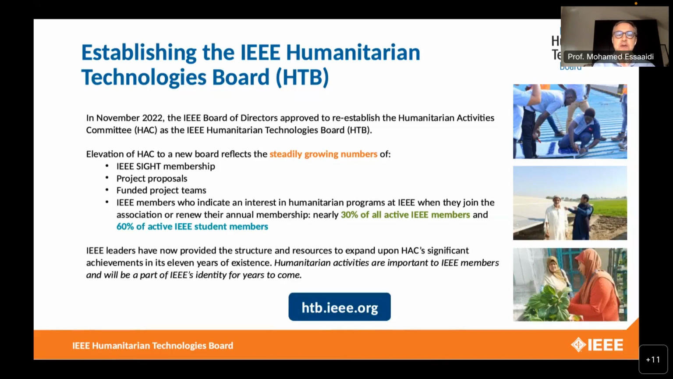Establishing the IEEE Humanitarian Technology Board, some insight about this initiative. In November 2022, so it's very recent, the IEEE Board of Directors approved to establish the HAC, the Humanitarian Activities Committee, as the IEEE Humanitarian Technology Board. The elevation of HAC to a new board reflects the steadily growing numbers of IEEE SIGHT membership across the world. We have also the increasing number of project proposals, funded project teams, and IEEE members who indicate an interest in humanitarian programs at IEEE when they join the association or renew their annual membership.